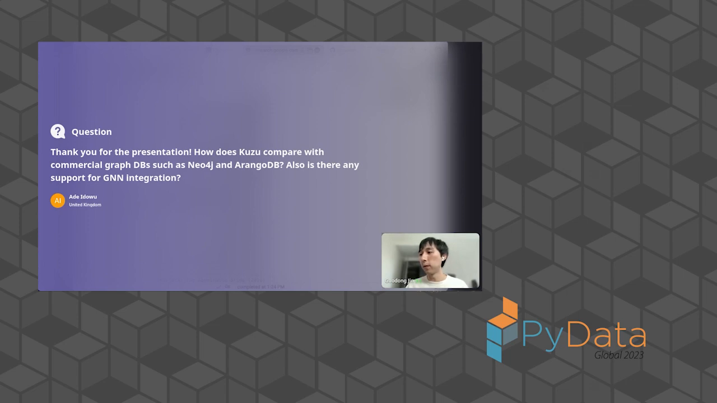For the integration with GNN, right now we have integration with PyG. You cannot train a GNN inside Kùzu, but you can very easily export your query result outside to PyG and perform the training. We have two examples in Colab that show how you can do node property prediction or link prediction, combining Kùzu with PyG. Hope that answers your question.